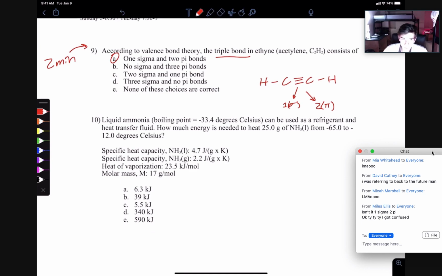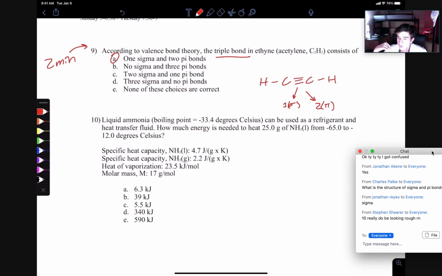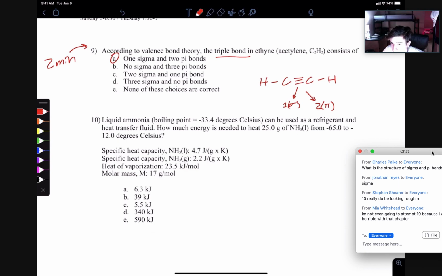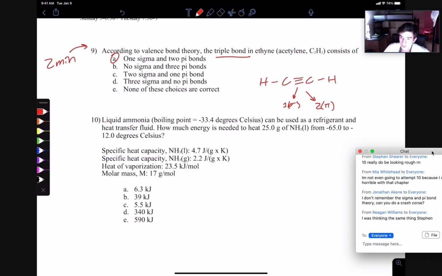All right. Does anyone have any problems with 9? Okay, what's your question for 9? The structure. That's a good question. Ignore 10 for now. Someone said the structure of sigma pi bonds.